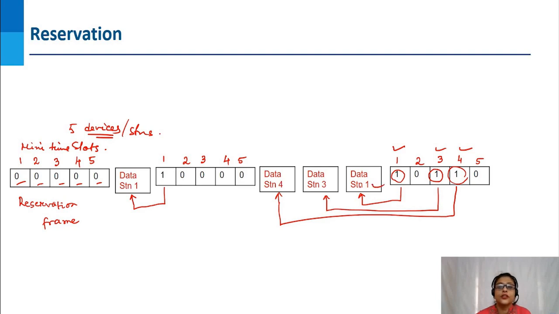So this is data for station 1, data for station 3 and data for station 4. In this case, station 2 and station 5 are not accessing the channel. In the second slot, there is only a single station, station 1, that wants to access the channel. So this is kept at 1. After that, this data from station 1 is transmitted. So in this way, there is a reservation frame that precedes the data frame.